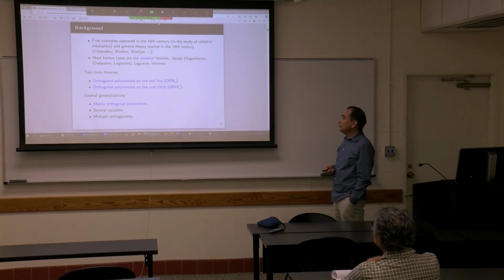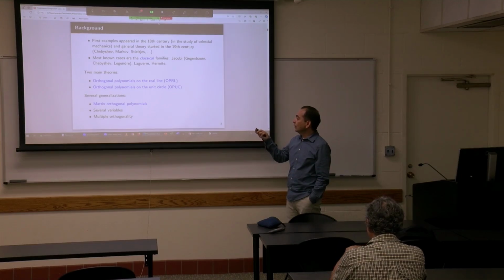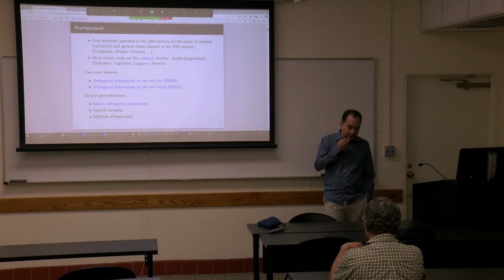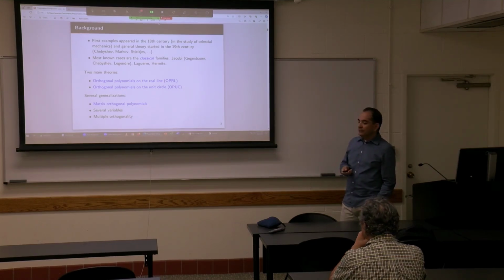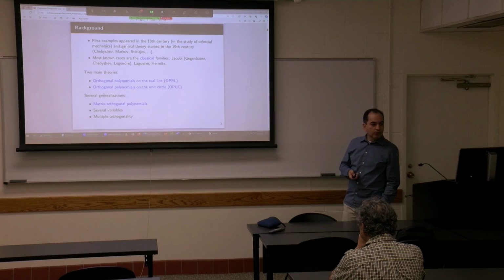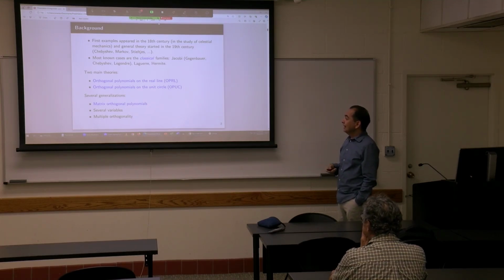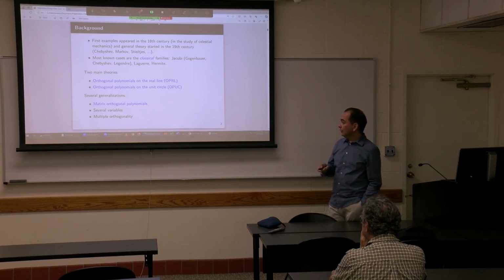There are basically 2 theories. The first one is orthogonal polynomials on the real line, where the orthogonality is defined in terms of a measure which has support on the real line. The second one is where the measure is supported on the unit circle. We will see that the theories are analogous, so there are similarities, and there are of course differences. And there are several generalizations. The one that I will be talking about here is matrix orthogonal polynomials.